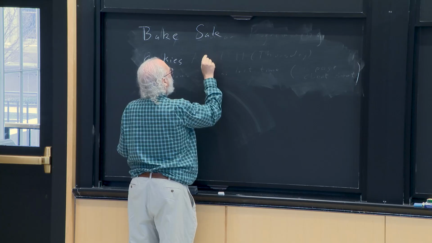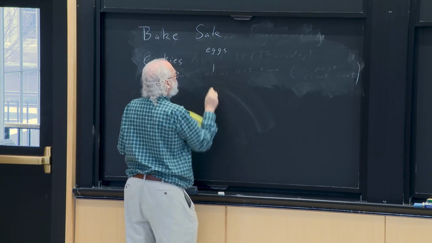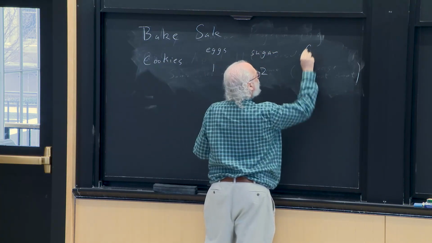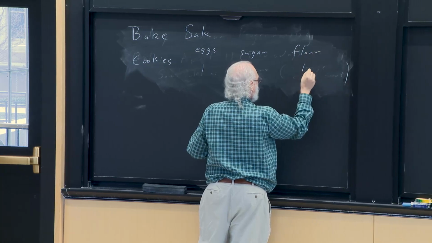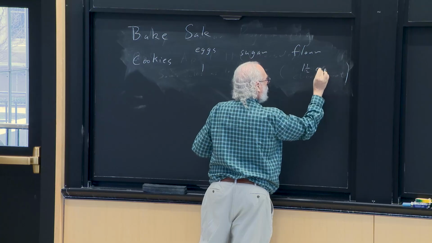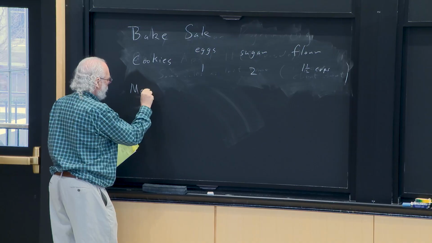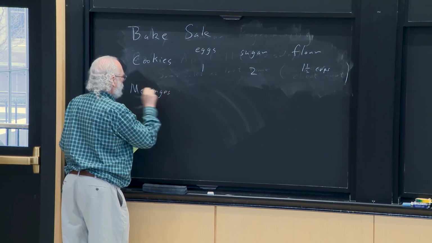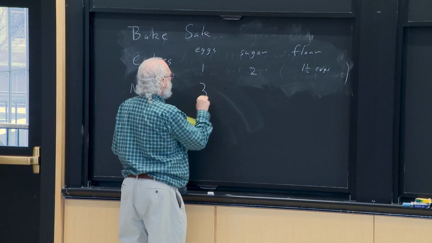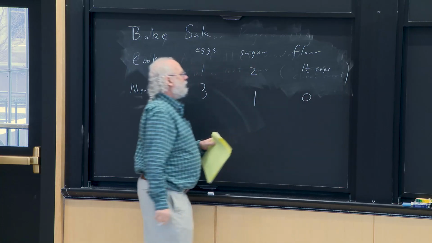So eggs, we need 1. Sugar, we need 2 cups. And flour, we need 1 cup. No, 1.5 cups. And then you also know how to bake meringues. And for those, you need 3 eggs. You need 1 cup of sugar, and you don't need any flour.